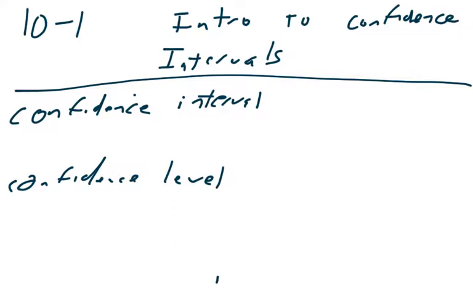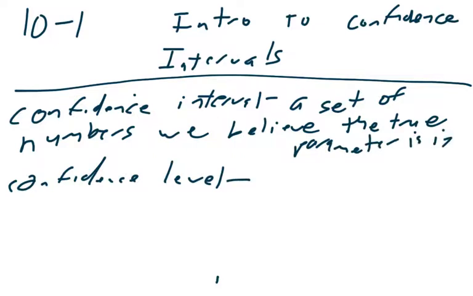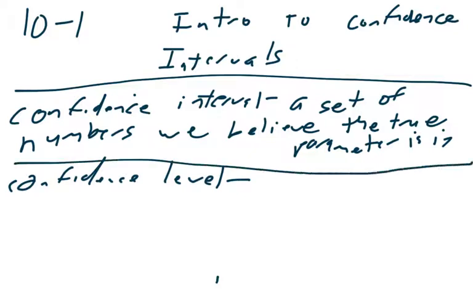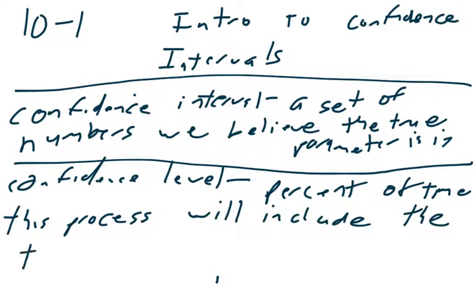Alright, this lesson is on the intro to confidence interval. A confidence interval is a set of numbers we believe the true parameter is in, and the confidence level is the percentage of the time this process will include the true parameter.